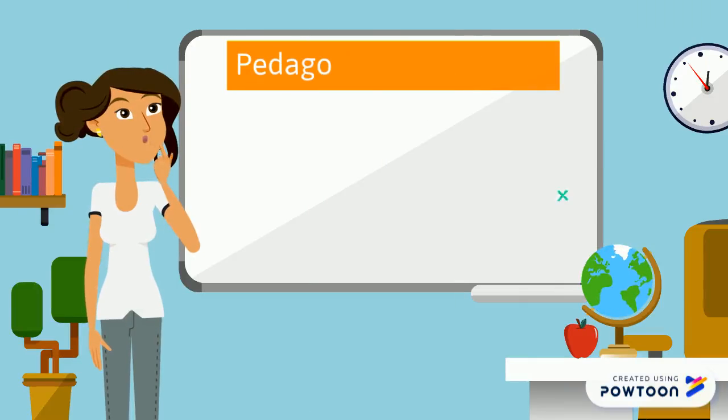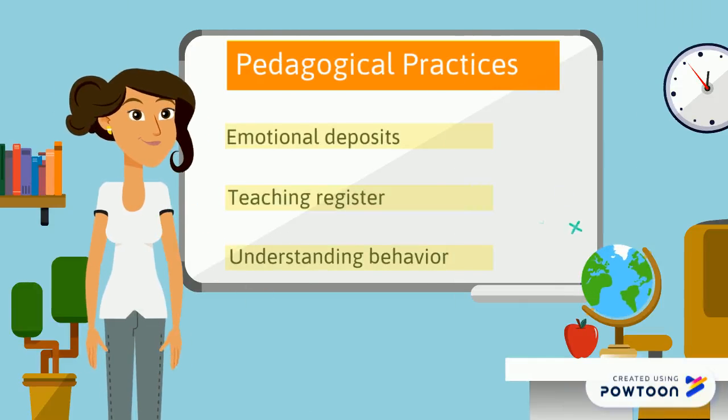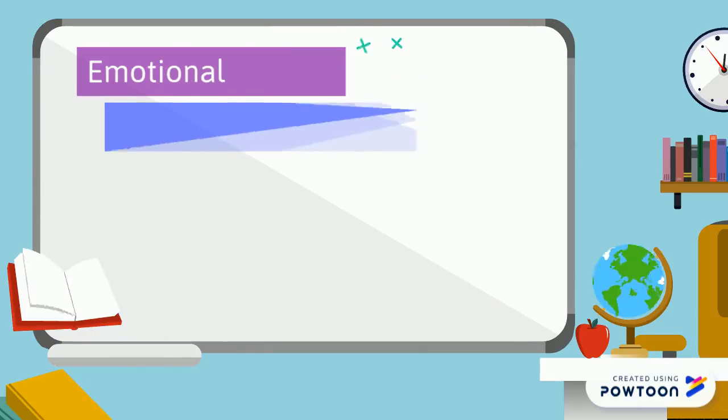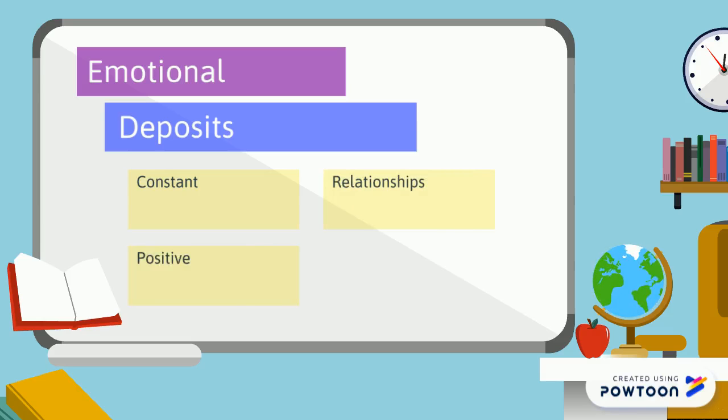While there are many pedagogical practices to keep in mind while teaching diverse learners, I am going to talk about three. A pedagogical difference between diverse learners and non-diverse learners is how many emotional deposits they require. Students from poverty require constant, positive emotional deposits. This builds relationships and support systems that they do not have at home.